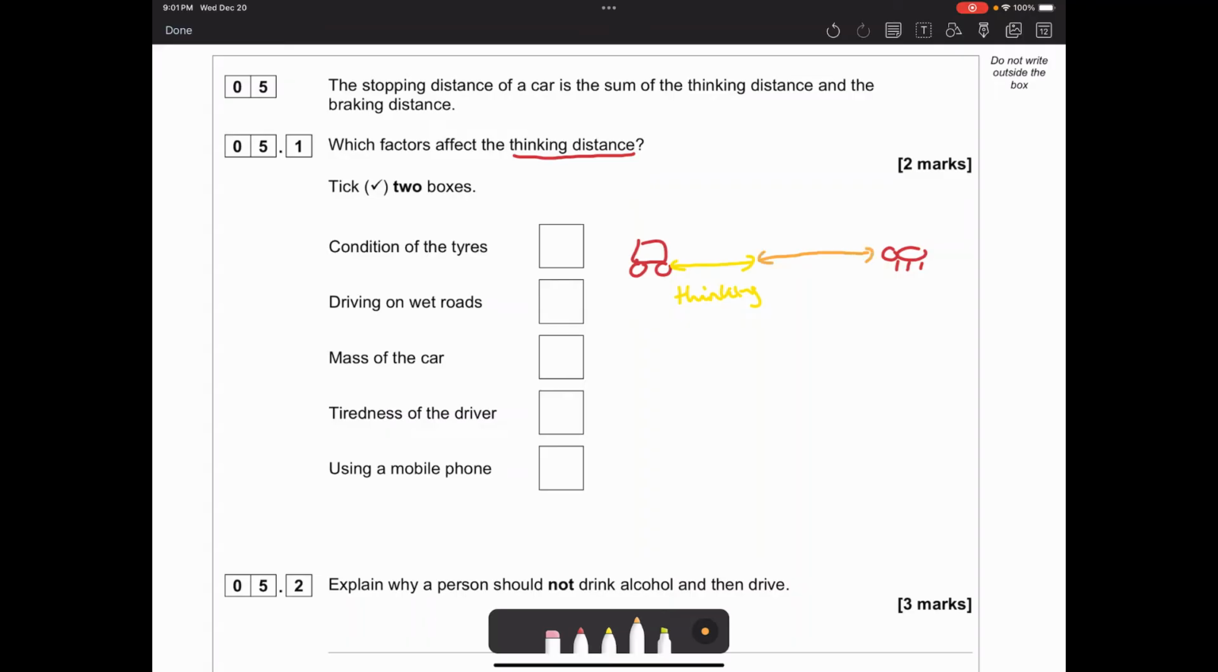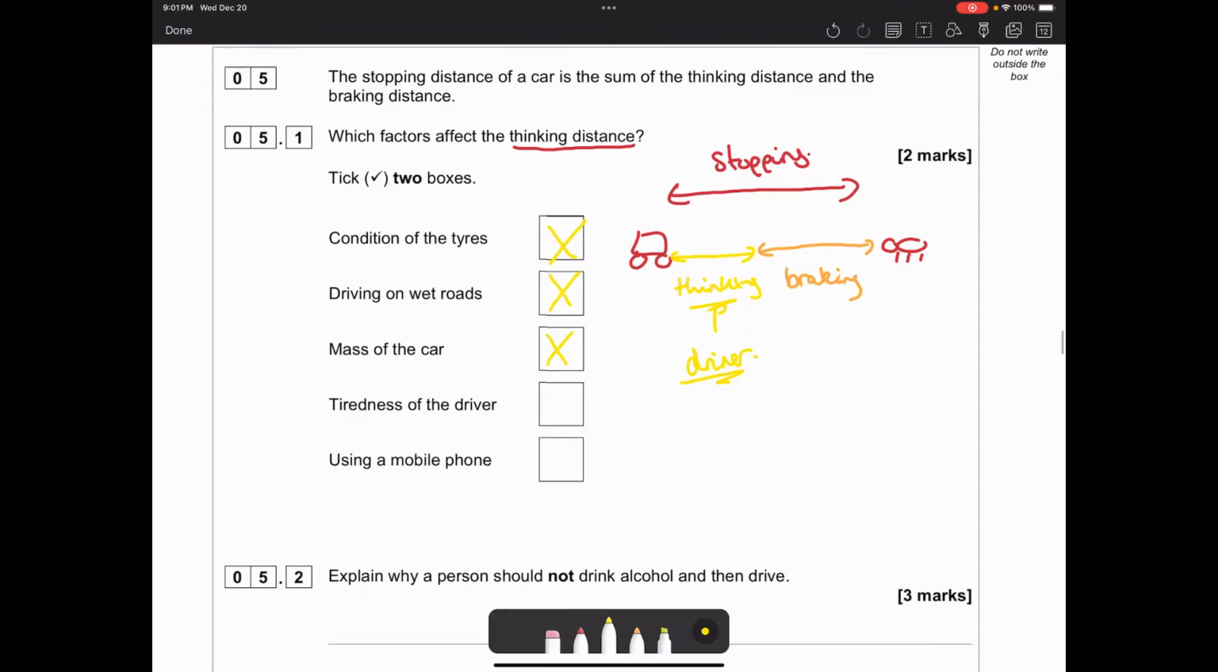The time it then takes once the brakes have been pushed is called the braking distance, and that together makes the overall stopping distance. So we have been asked what factors affect the thinking distance, and this is specifically really about the driver. So what factors affect the thinking distance of the driver? Well, the condition of the tyres doesn't affect the driver, not either driving on wet roads or the mass of the car. It would be how tired that person is. If they're more tired, they will take a longer time to think about pressing the brakes, or if they were distracted using a mobile phone.